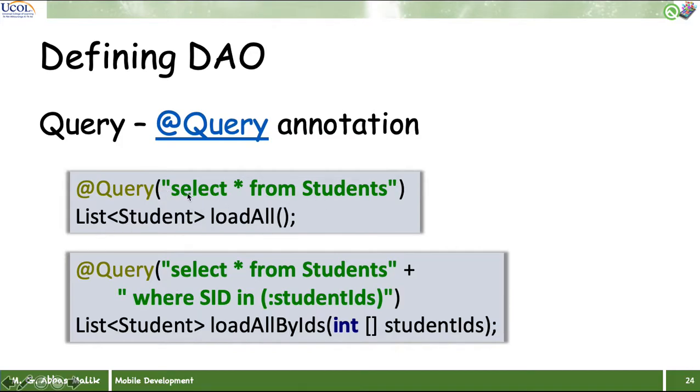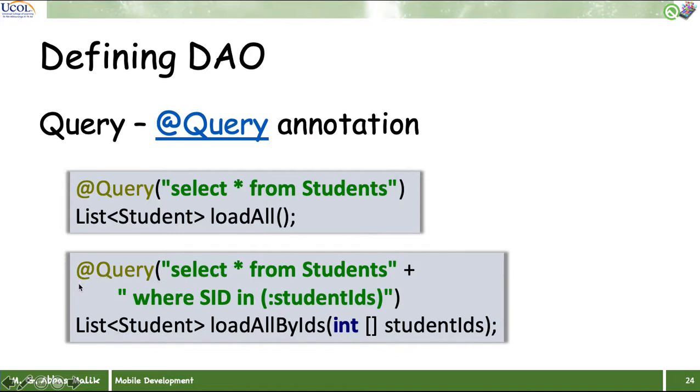For example, we are saying SELECT * FROM students. So we are saying that we want to read all the records from the students table. This query is going to be executed on the table, and it will return us a list of the students. If we look at the return type, it is a List of Student objects, and here we have said loadAll. It means read all students. These are the names of the methods, you can choose whatever you want.